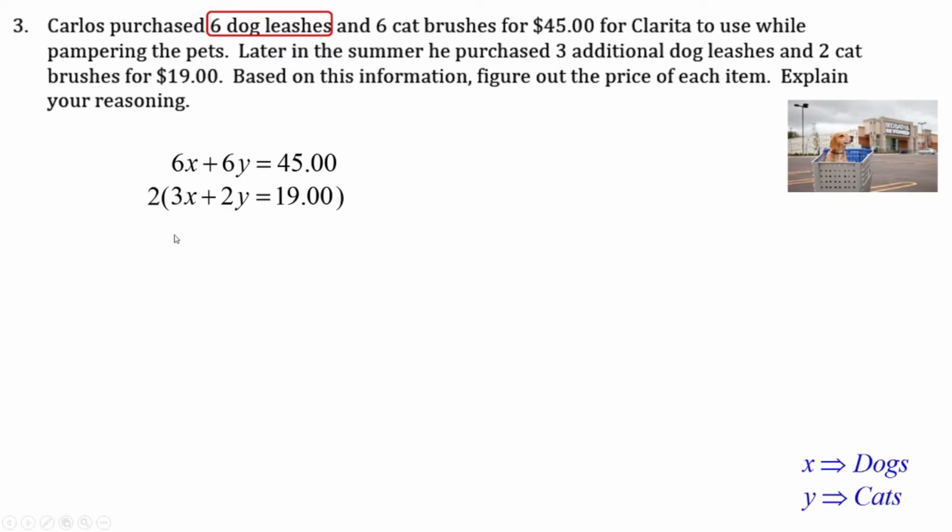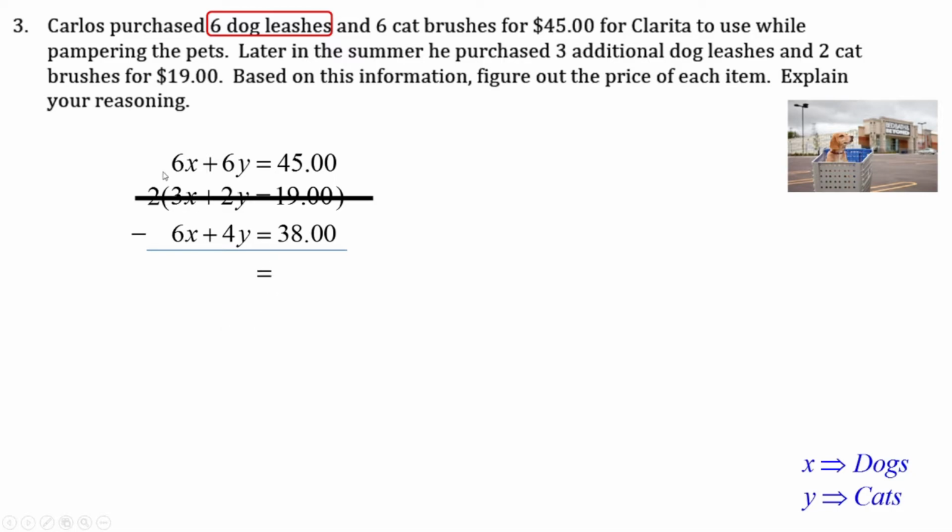Can I take this bottom equation and multiply everything by 2? Because watch what happens. 2 times 3x is 6x, note the 6x above, and 2 times 2y would be 4y, and then 2 times the 19 on the other side would be 38. Now, let's cross out that equation momentarily, and you see the 6x over the 6x, we're going to subtract.